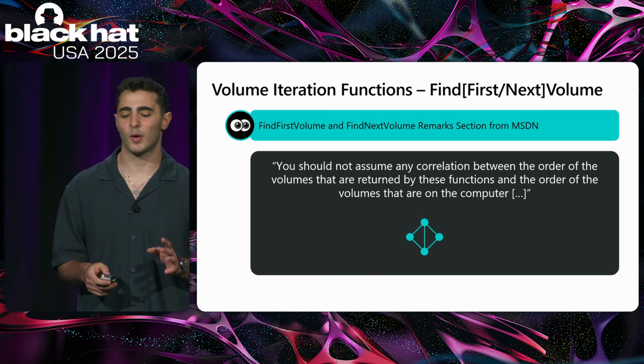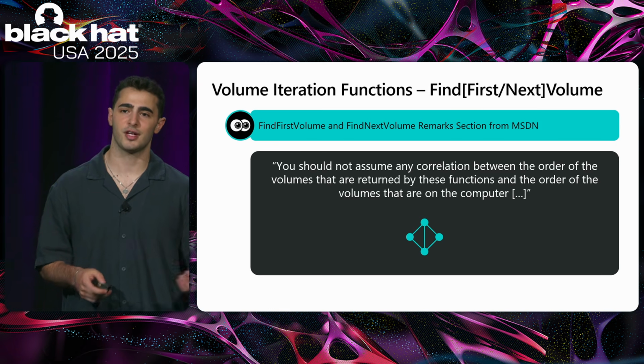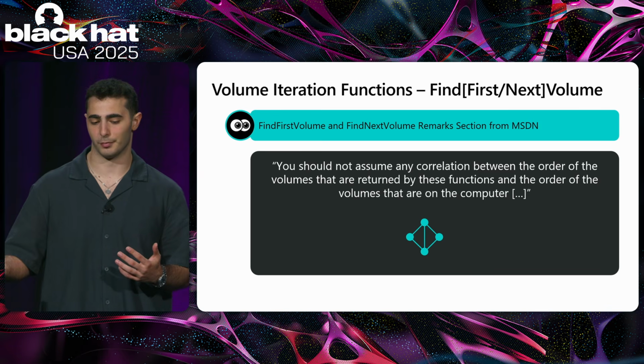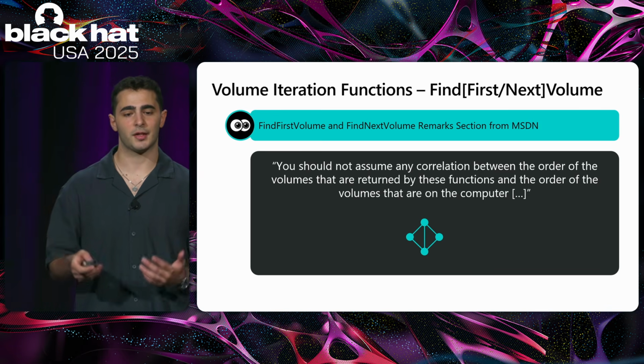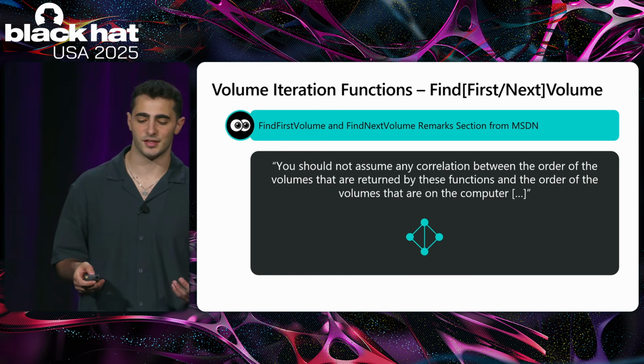It highlights that one should not assume any correlation between the order of the volumes that are returned by these functions and the order of the volumes that are on the computer. The reason is that under the hood, these two functions perform further filtering and sorting, which causes an inconsistency in the returned volume order.